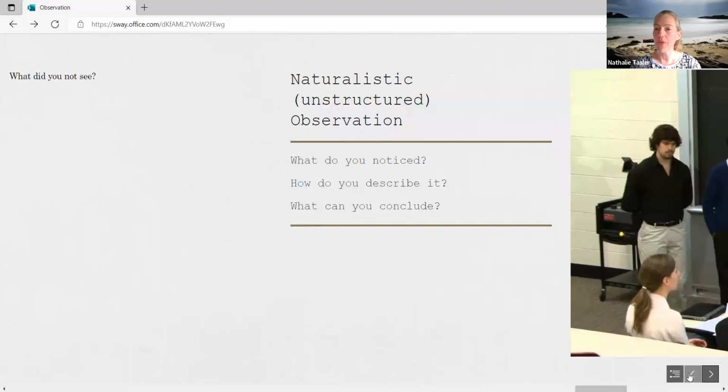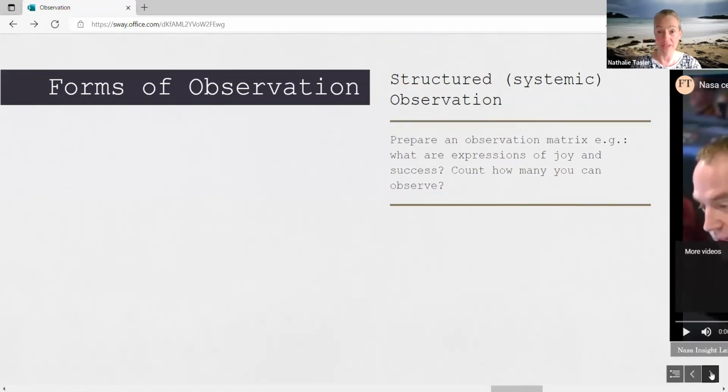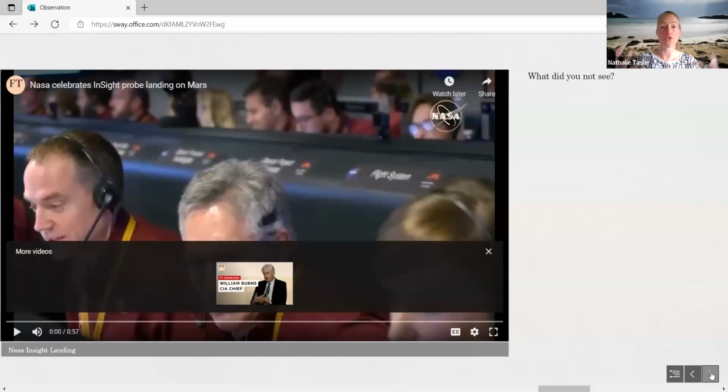This would be a systematic or structured observation, because we knew we were going to observe a situation where we expect to see joy or a celebration or happiness. And we determined beforehand what we might expect to see. That introduces a certain bias in our observations, because what we expect to see quite often influences what we notice and what we see.